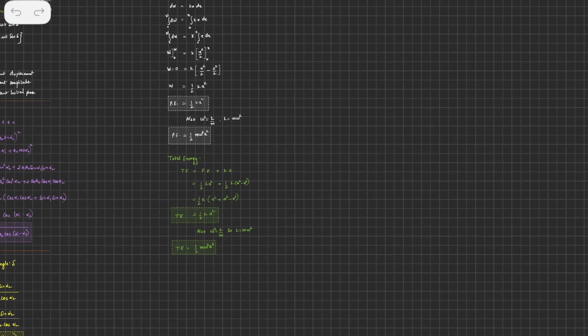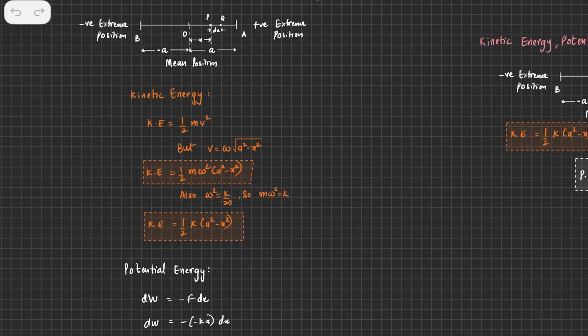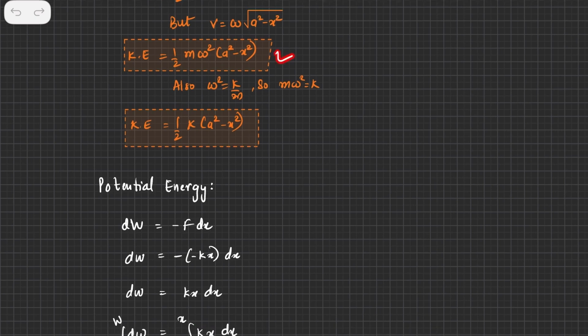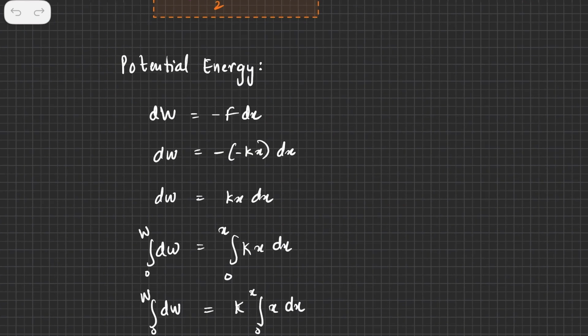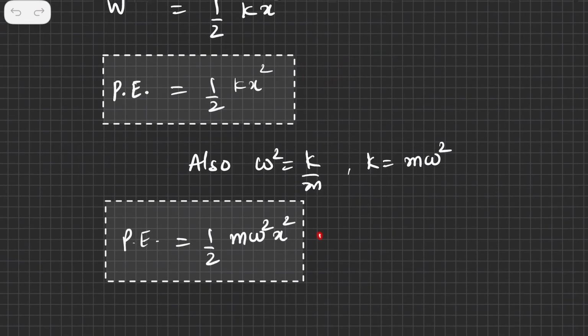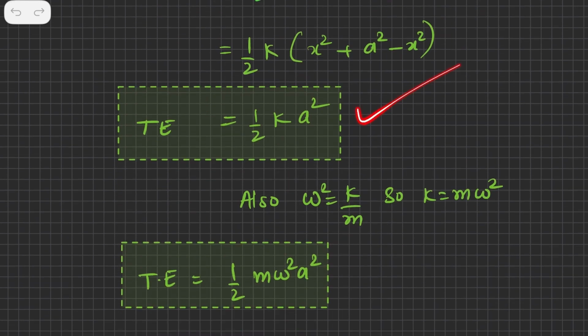So in short, we have a total of 6 equations over here. First, kinetic energy gets 2 equations: half of m omega square into a square minus x square, then half of k into a square minus x square. Then for potential energy, half of k x square and half of m omega square x square. And lastly, half of k a square for total energy, and total energy is also half of m omega square a square.